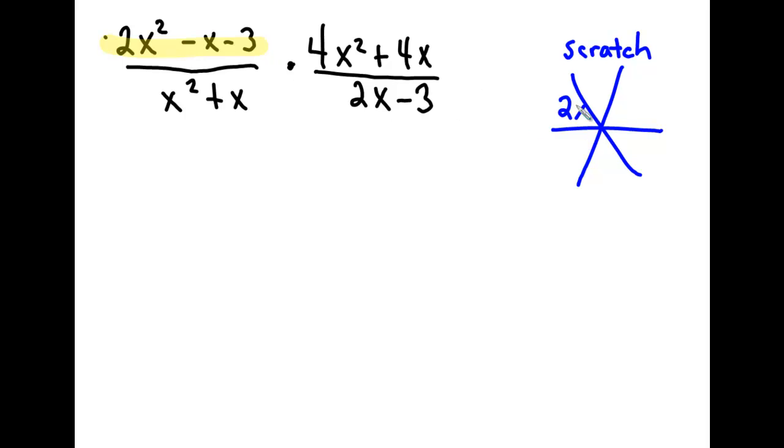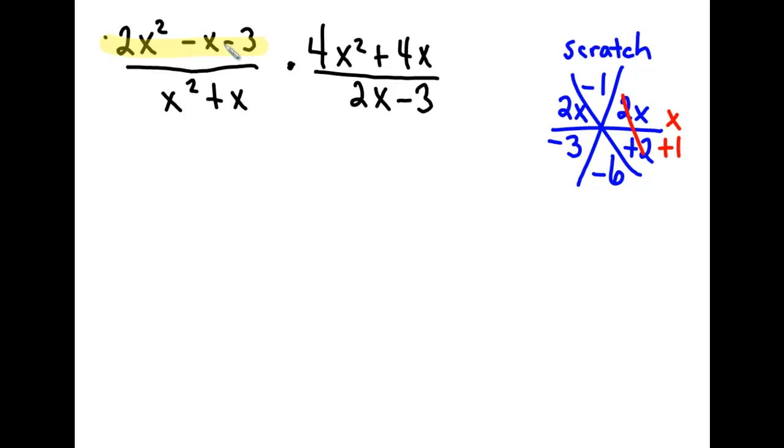A is 2, so that's 2 times x and 2 times x. B is negative 1, and a times c is 2 times negative 3, which is negative 6. The two factors that multiply together to give me negative 6, but combine to give me negative 1, are negative 3 and positive 2. The 2's will reduce, so on this side I have x plus 1.